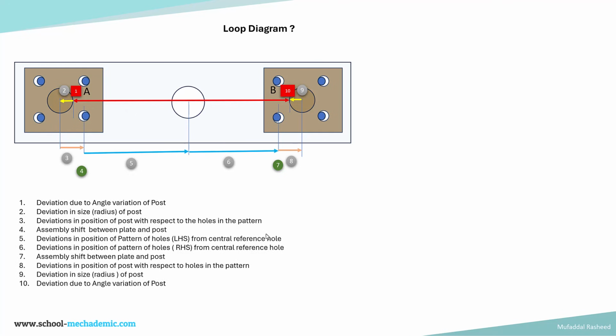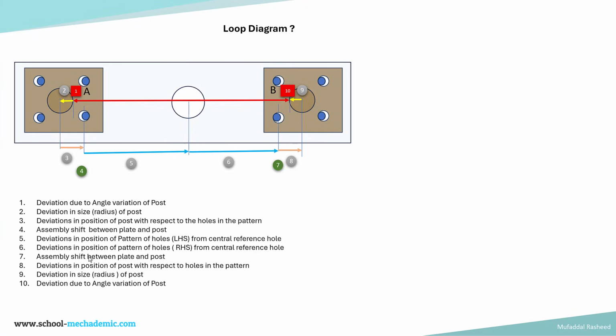Before that, let's just list down the 10 types of variations over here. So the first variation is deviation due to angle variation of the post. Second specification is deviations in size of the post, which is radius. Third is deviations in position of the post with respect to the holes in the pattern. Fourth one is assembly shift between plate and post. Then fifth is the deviation in position of the pattern of holes from central reference hole, and sixth is the same on the right hand side.